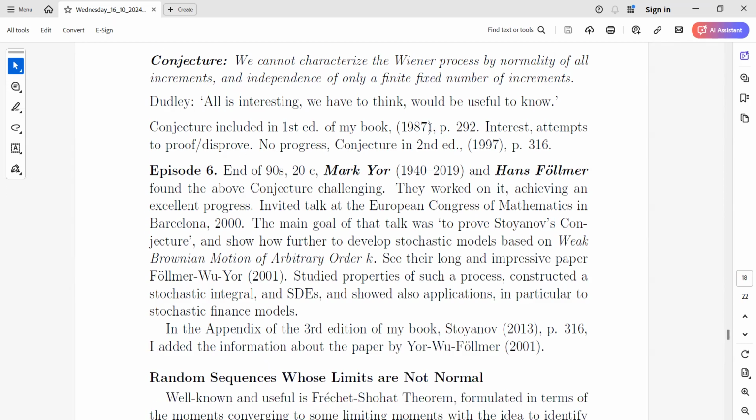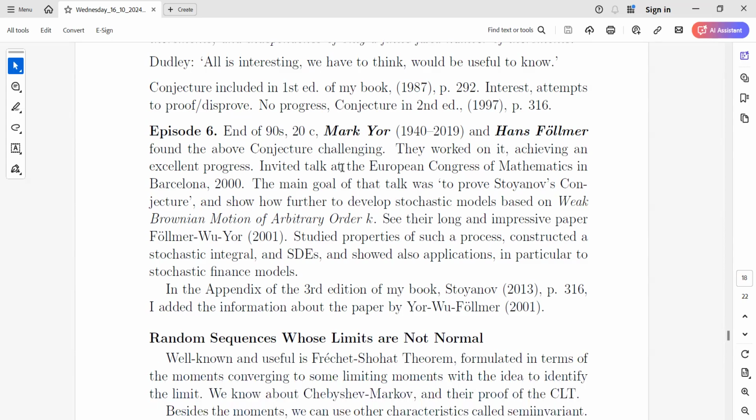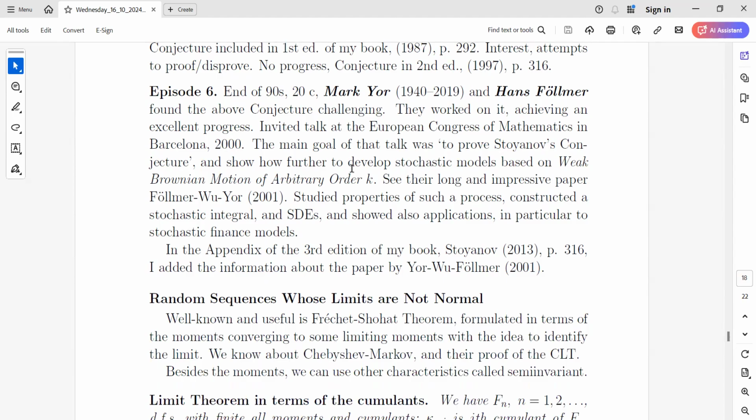So what happened next? Because the clock is ticking. There was no progress, but there were attempts to prove or disprove, and I repeated the conjecture in the second edition of my book, 10 years later. And meanwhile, our very respected colleagues Marc Yor and Hans Föllmer found that this conjecture is challenging, so they worked on this, and they prepared a paper, which I think Marc Yor presented at the European Congress of Mathematics in Barcelona, 2000.